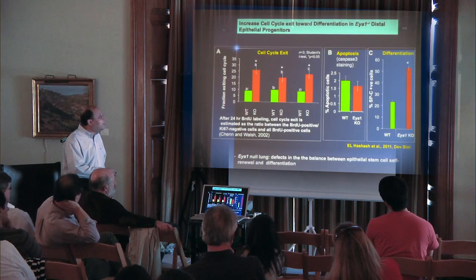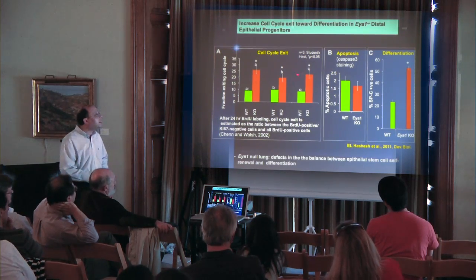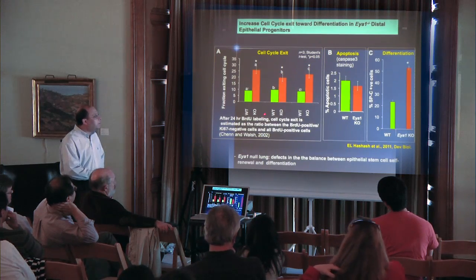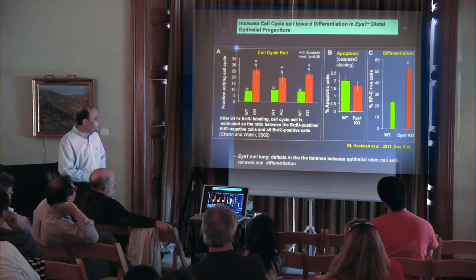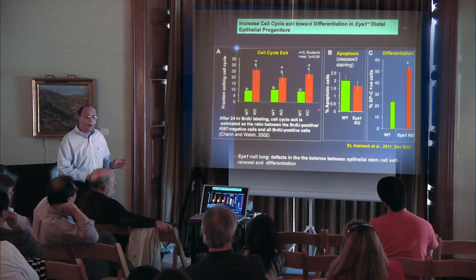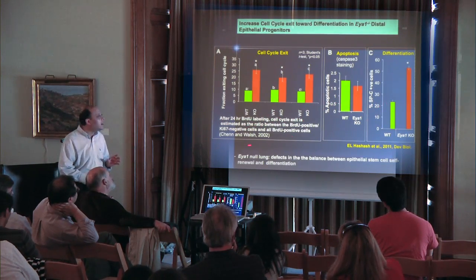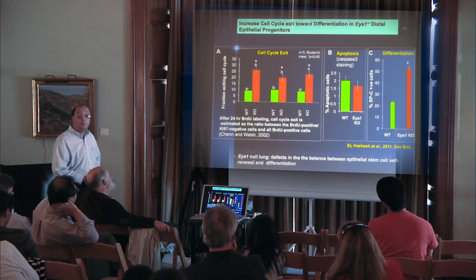So to study what happened to the cell cycle in this mutant, I carried out cell cycle exit analysis. In this experiment, I injected the mice with BrdU, and after 24 hours of BrdU injection, cell cycle exit can be estimated as the ratio between BrdU positive, Ki67 negative cells, and the BrdU positive cells.